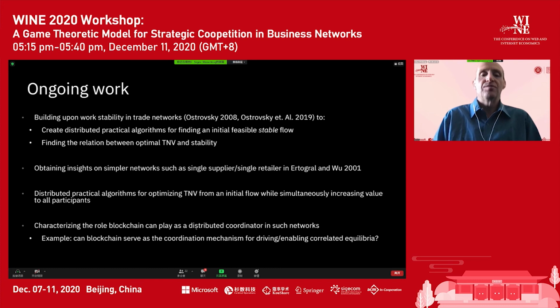And tying back to the role of blockchain, a very important role that blockchain can play in such settings, in addition to the one that it already plays, is being a distributed coordinator. For example, we're exploring if blockchain can serve as the coordination mechanism for enabling correlated equilibria in such networks, because the correlation is very important, by a trusted third party. We're seeing this as we're diving into examples. So blockchain could potentially play a very interesting role here as this trusted, distributed third-party coordination mechanism. So that concludes my talk, and thank you very much.